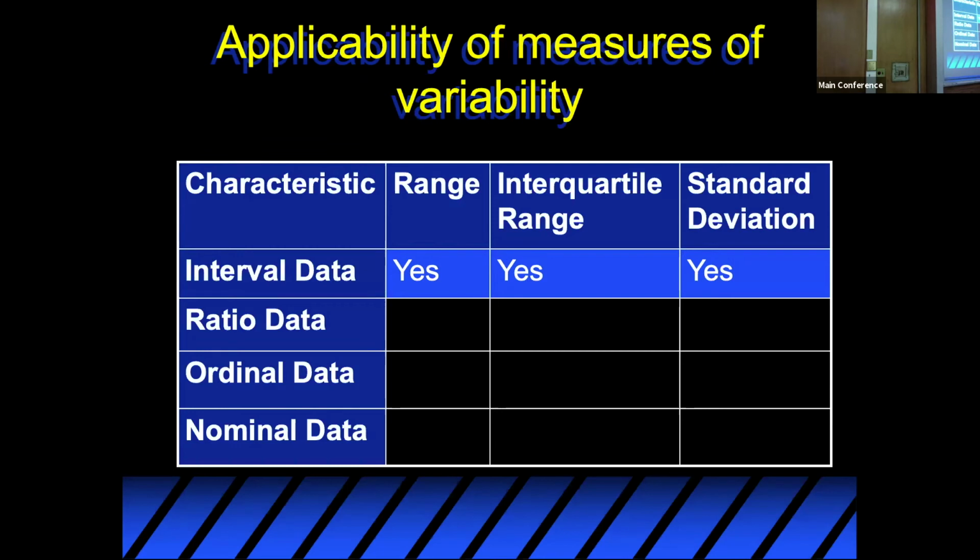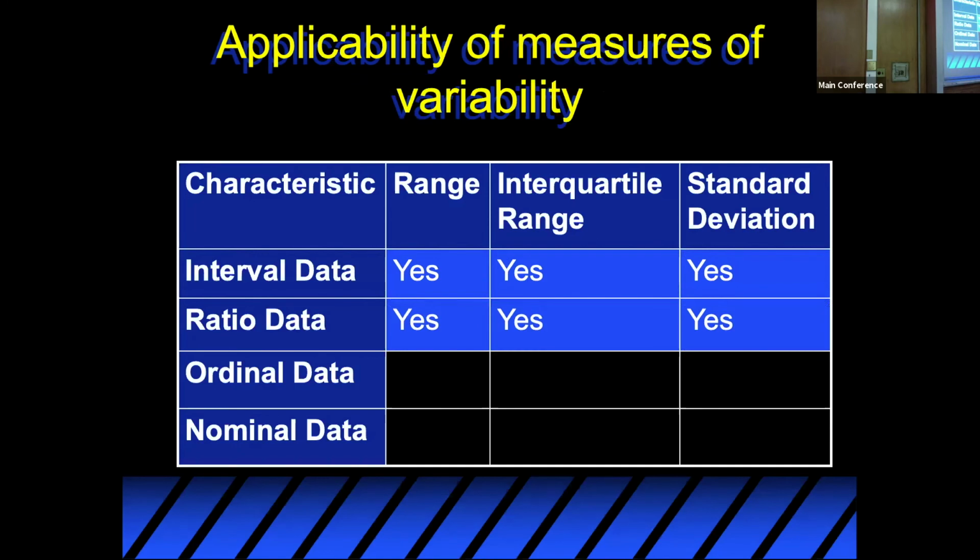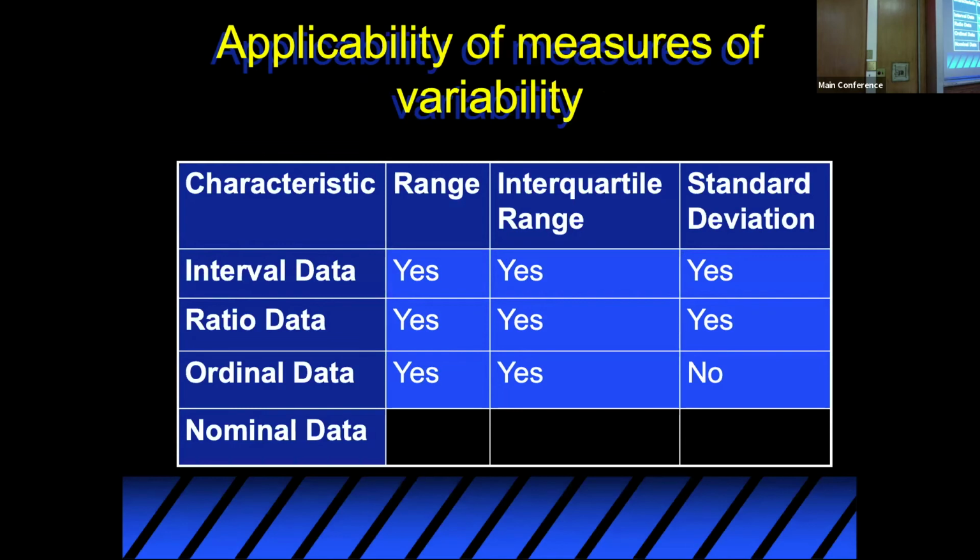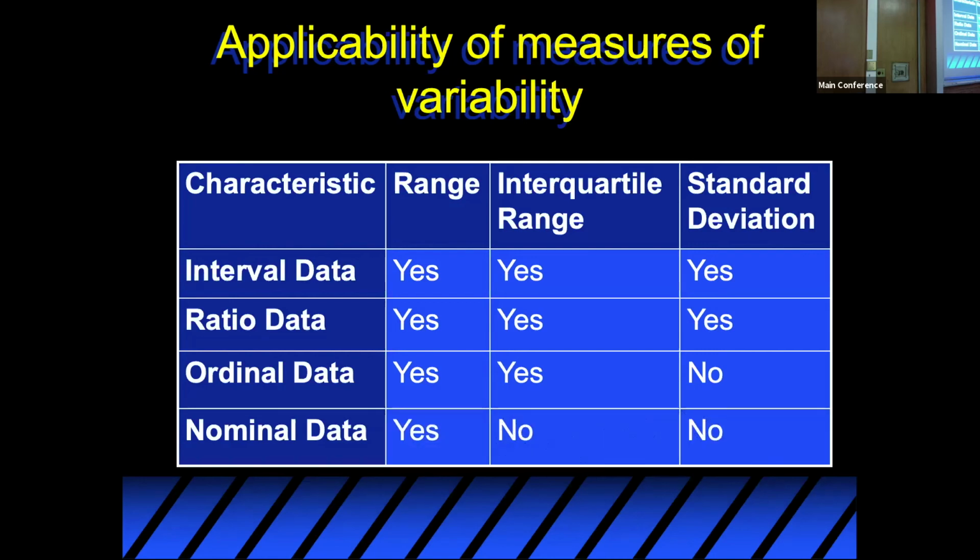If you have interval data, then you could do the range, interquartile range, and standard deviation. Ratio data also, for the same reasons: you could report the range, the interquartile range, or the standard deviation. Ordinal data, you can produce the range and the interquartile range, but you certainly cannot do standard deviation. It doesn't make sense to do means or standard deviations for ordinal data because the interval between any two numbers has a different meaning in the universe. And nominal data, you could report the range, but certainly not the interquartile range or the standard deviation. So this gives you what you should do. Any questions? Because we're going to go into a different subject.